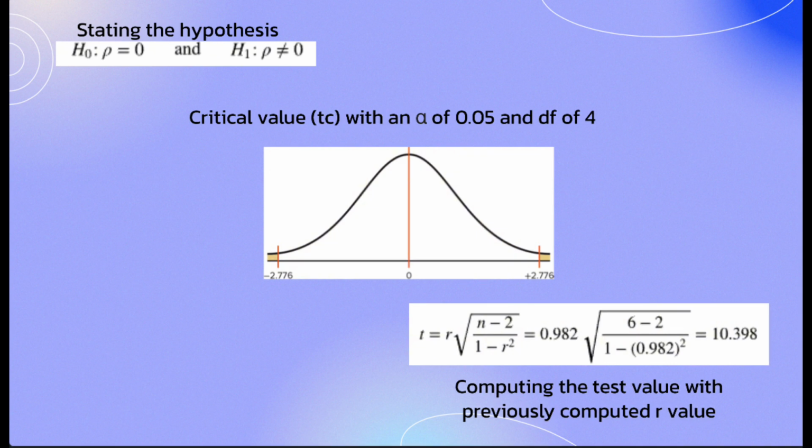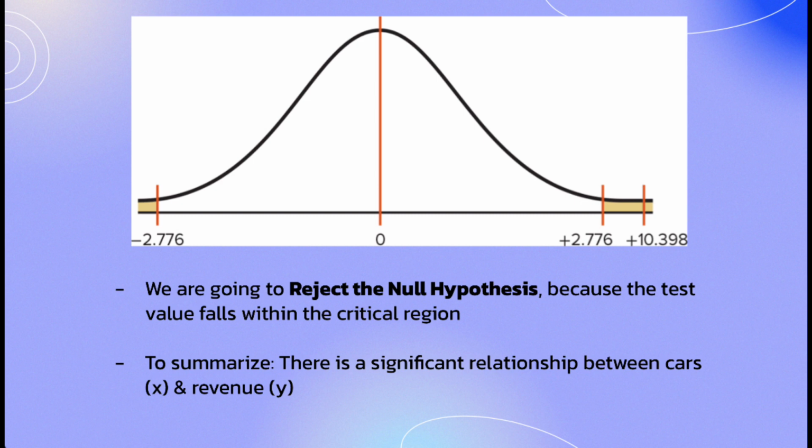So this is just a continuation from the last problem. We're going to state our hypotheses: the null hypothesis, rho equals 0, and the alternative hypothesis, rho does not equal 0. We found the critical value when the significance level is 0.05 and the degrees of freedom are 4, which is -2.776 and +2.776. Then we plug our r value from before into the t formula and compare it to the critical value. We get 10.398. We reject the null hypothesis because the test value falls within the critical region. To summarize, there is a significant relationship between cars x and revenue y.